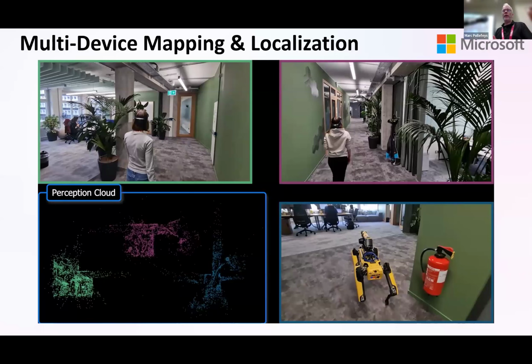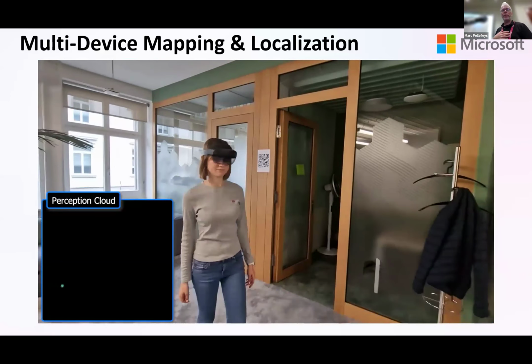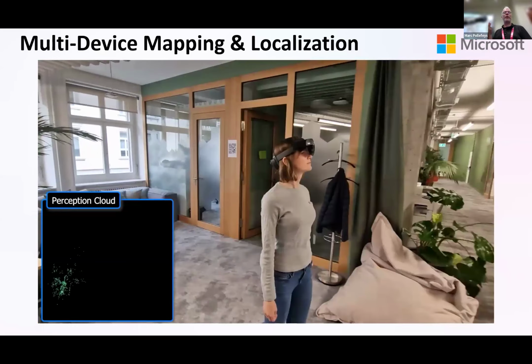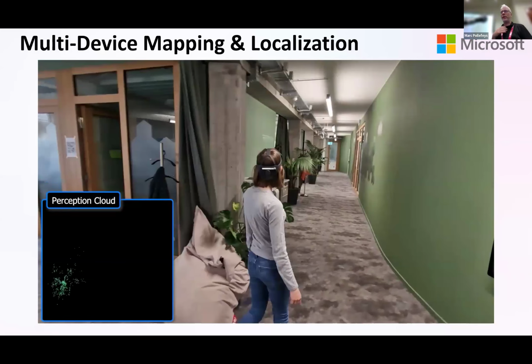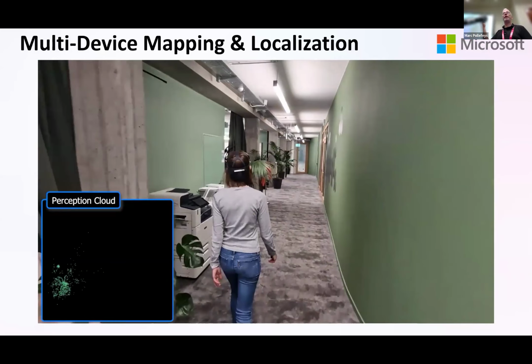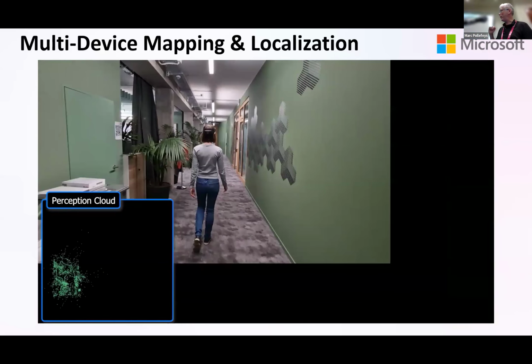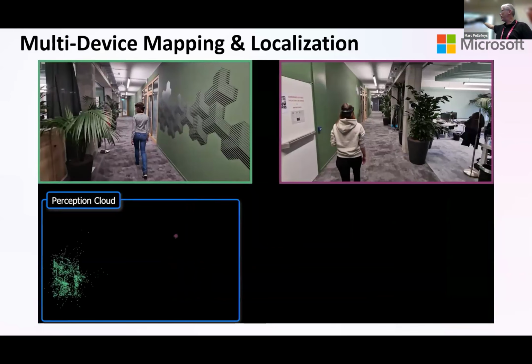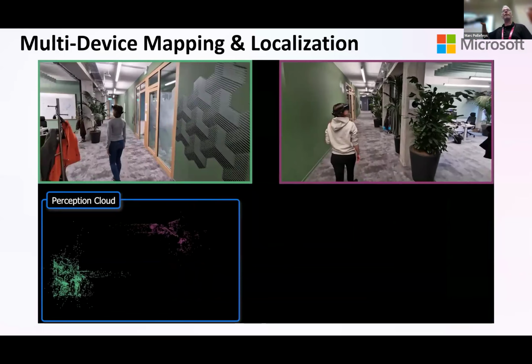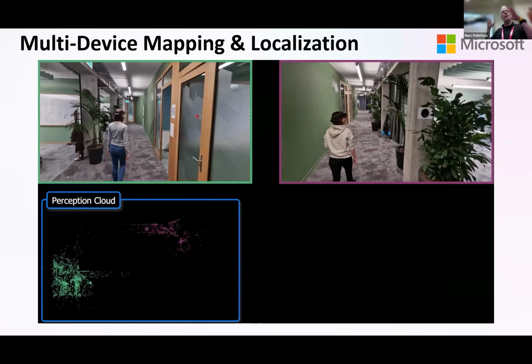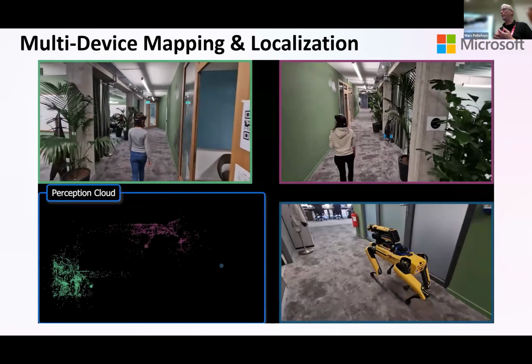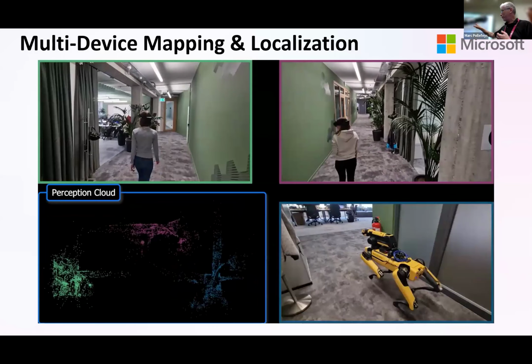To enable that, we built a multi-device mapping and localization system. It works as follows: as a person walks, just to generate these AR experiences, the device itself is running a SLAM system, a VIO and a SLAM system, and it's building up a map as you see there. What we do is we transfer that from the device to the cloud, at least part of the information, enough to build a landmark-based 3D representation.